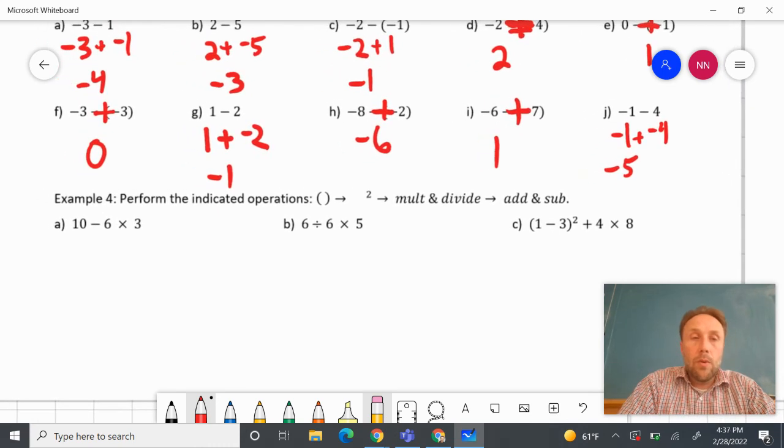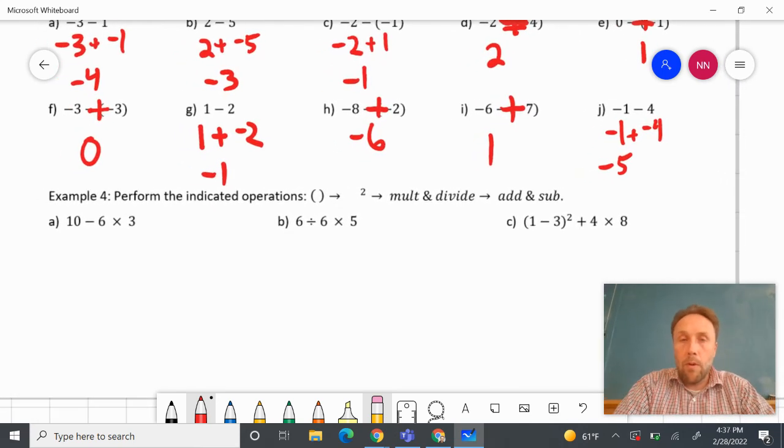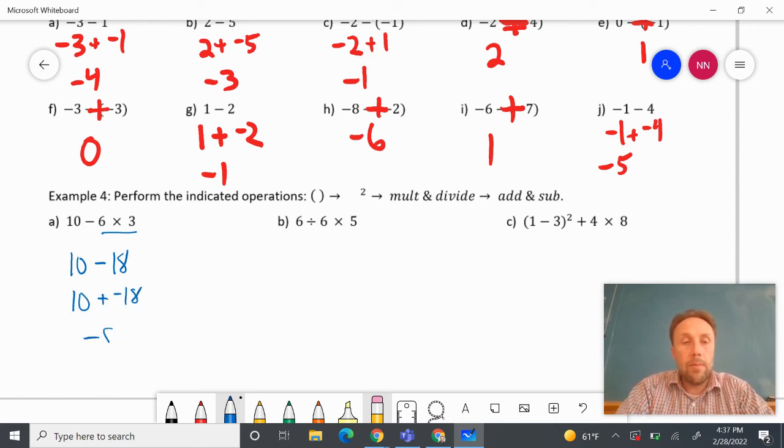Now, the last thing that we're going to do is order of operations. If you remember order of operations: parentheses first, exponent second, multiplication and division, and adding and subtracting. Those are our 4 steps. So when we're looking at our first problem, first thing I'm going to do is multiply. So I have 10 minus 18. And remember, if I subtract, that's the same thing as adding a negative. So that would be negative 8. If we have division and multiplication, it always goes from left to right, just like reading a book. So 6 divided by 6 is 1. And then if we times it by 5, that gives us a 5.